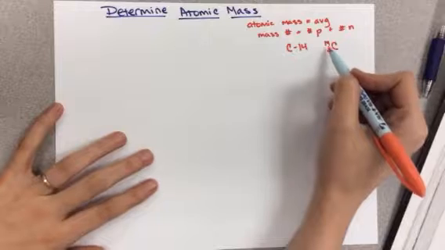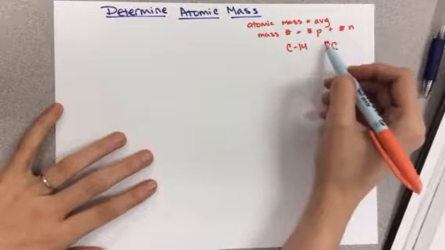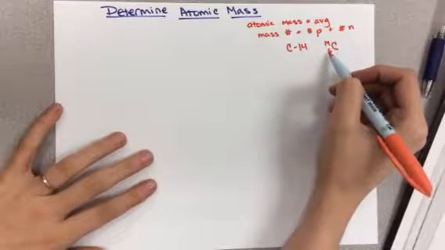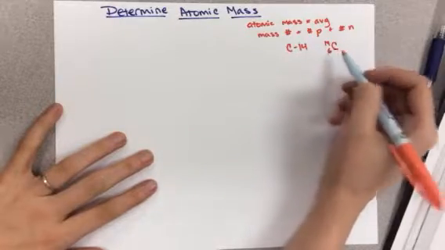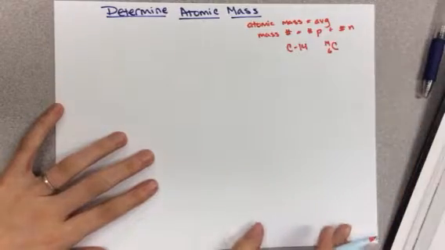And when it's written like this, it's actually very easy to determine the number of neutrons because it's the mass number, 14, minus 6, the number of protons. So you would have 8 neutrons in this particular isotope. Okay, so that's a little bit of review from the previous video.